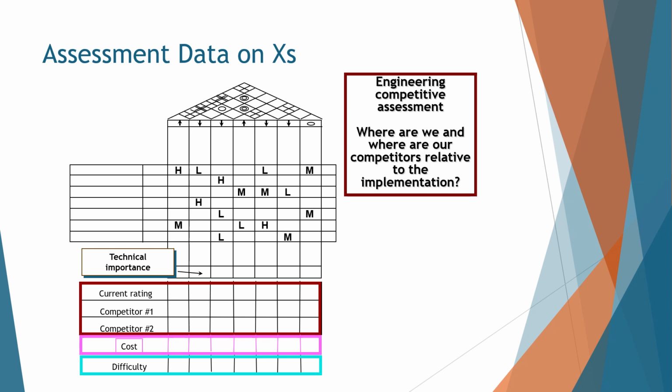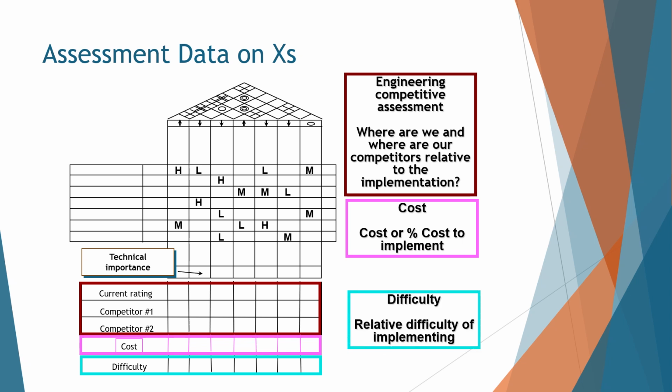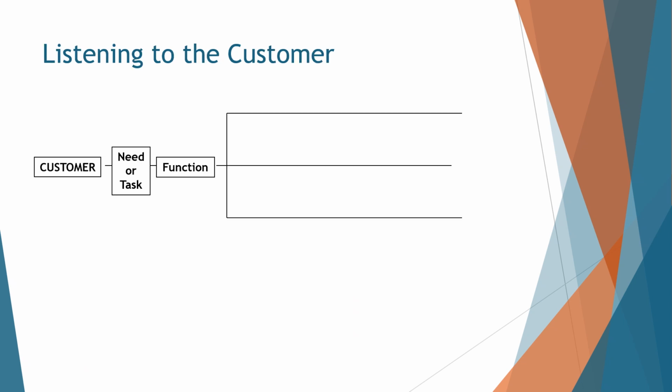Engineering competitive assessment. Where are we and where are our competitors relative to the implementation? Cost. Cost or percentage cost to implement. Difficulty. Relative difficulty of implementing. All this matters when you're designing a product, service, or application. You must listen to the customer, need or task, and the function.